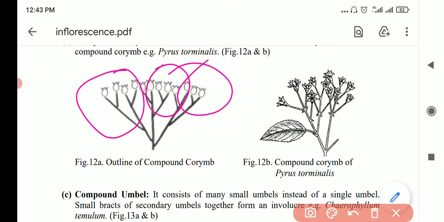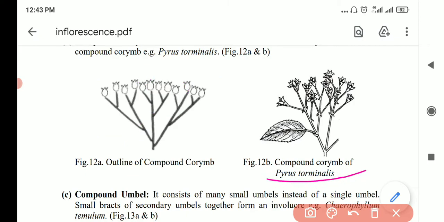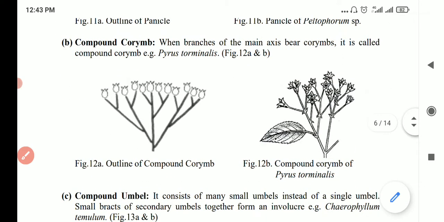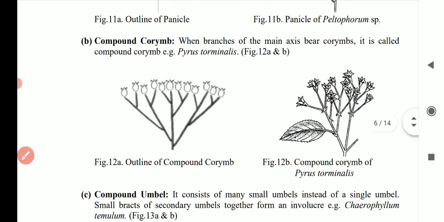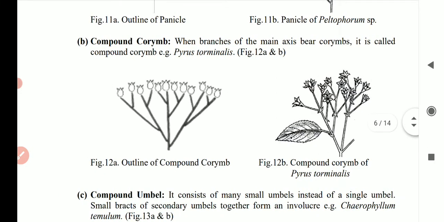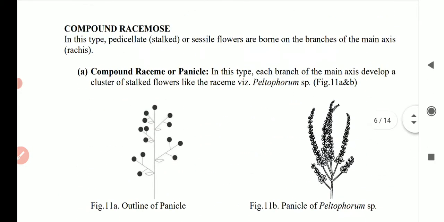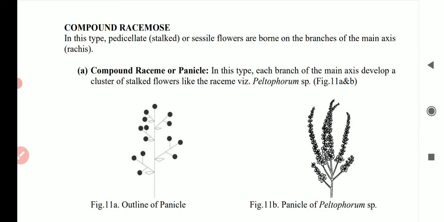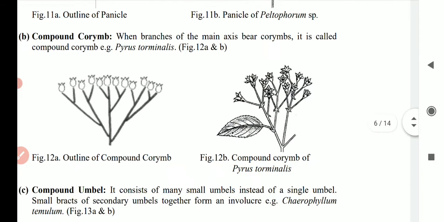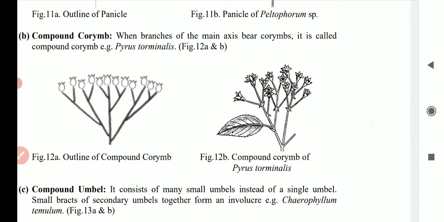So the example is Pyrus terminalis. Let's just read what's written there. When the branches of the main axis bear corymbs, it is called compound corymb. Then you can say compound raceme when the branches of the main axis develop many raceme. Here, when the main axis bears many corymb. So easy. There's the example.